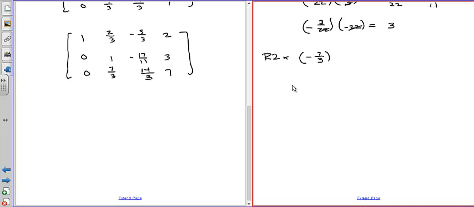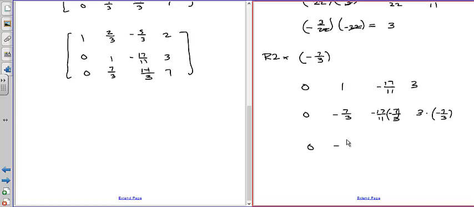So if we do that, let's take row 2. Let me just write it down. 1, 0, 1, negative 17/11, 3, and multiply it by this. So we get 0, we get negative 7/3, and then we have to multiply this, so it's negative 17/11 times negative 7/3, whatever that is, and then 3 times negative 7/3.